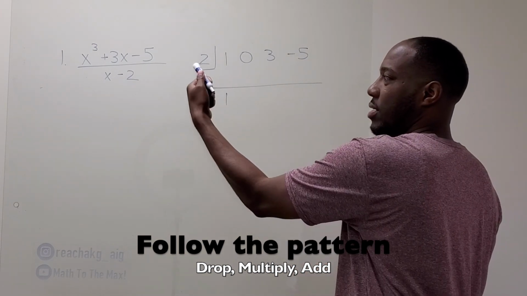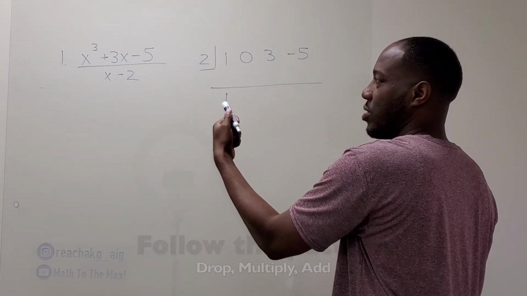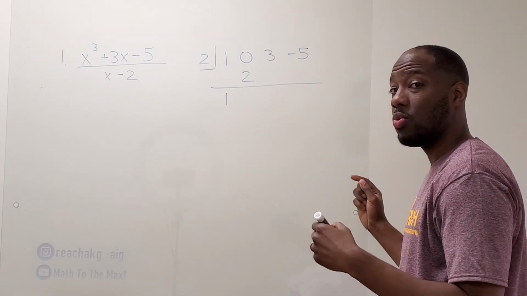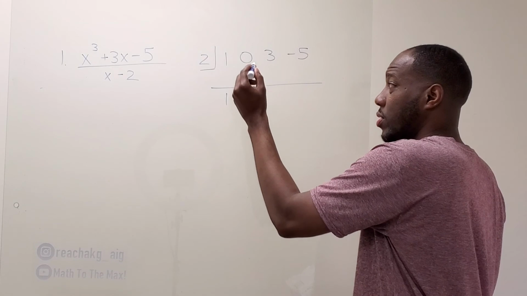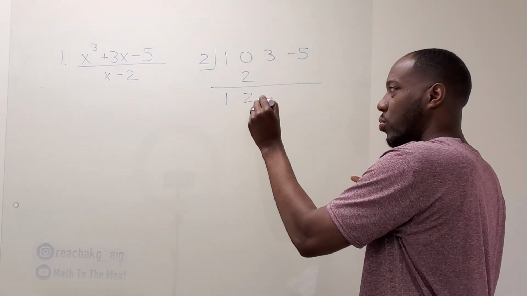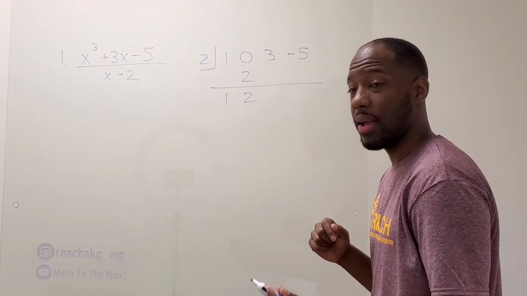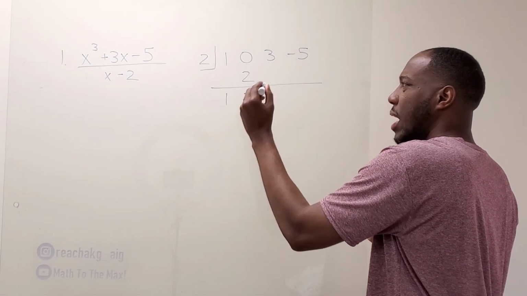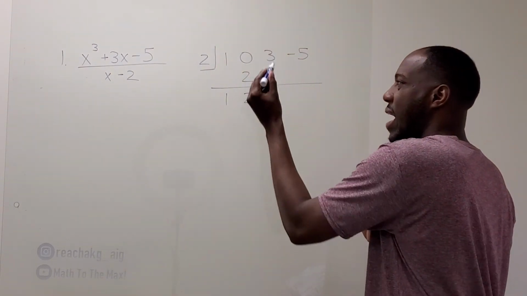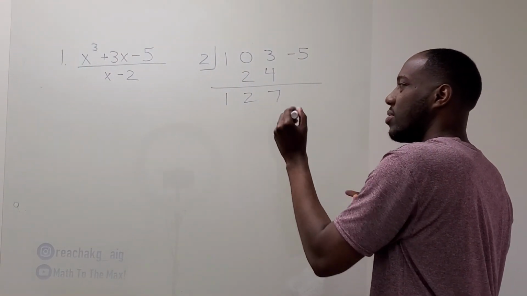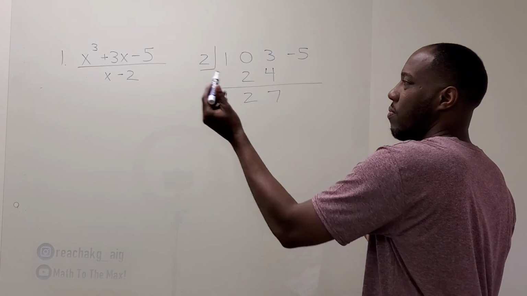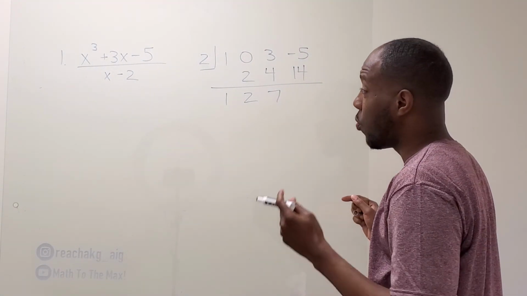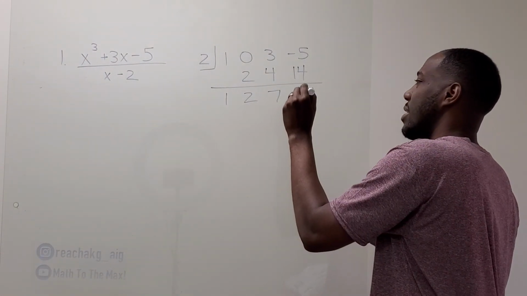Multiply. Multiply the divisor times this first number. So 2 times 1 is a 2. After you multiply, you add, then you drop the answer, which is 2. Then you go back to multiply. 2 times 2 is 4. Then you add, which is 7, drop that answer. Multiply. 14. Then you add negative 5 plus 14 is a 9.